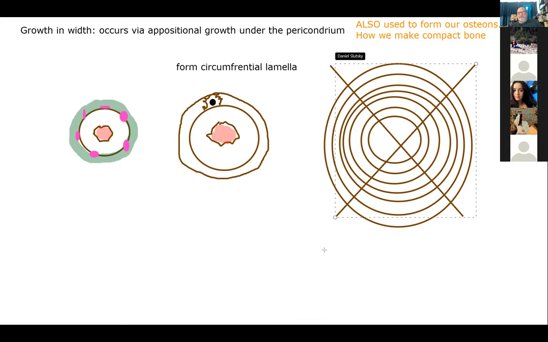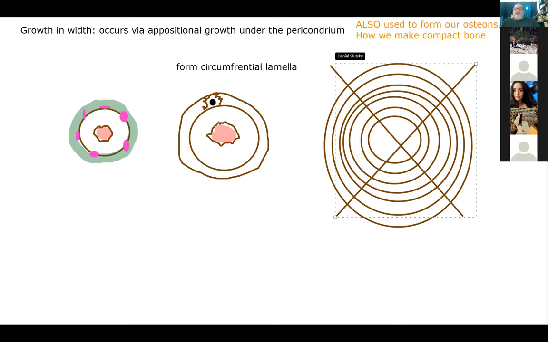I think I saw it somewhere in the book that it showed both an outside layer and an inside layer, or it was in the lab manual. And circumferential lamellae would only be on the outer surface. Okay, I'll check that. Yep. But this is the basis of the process.